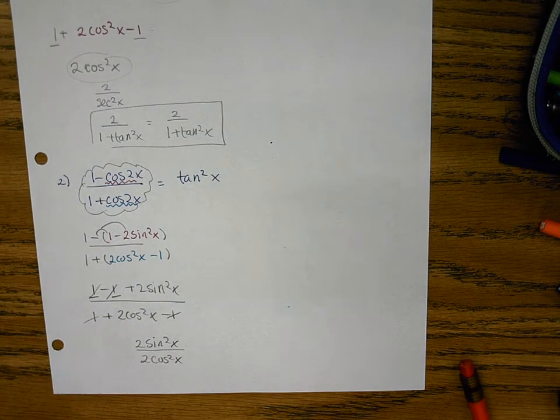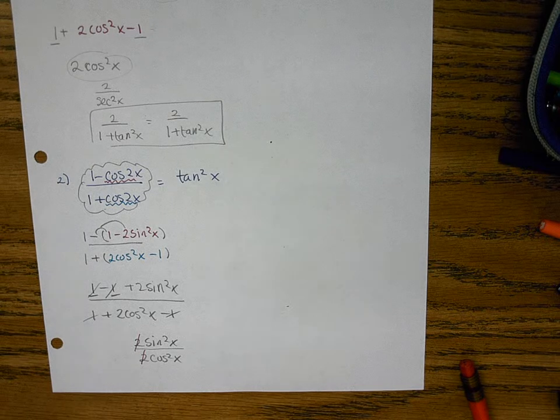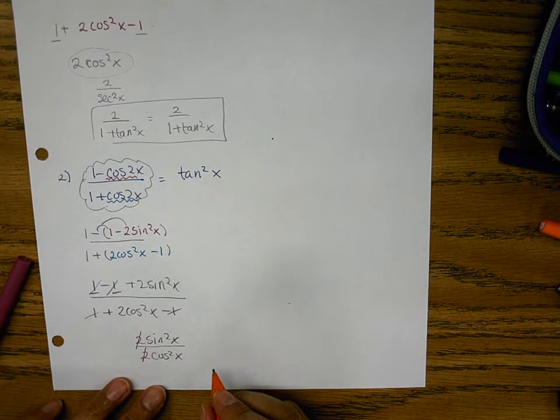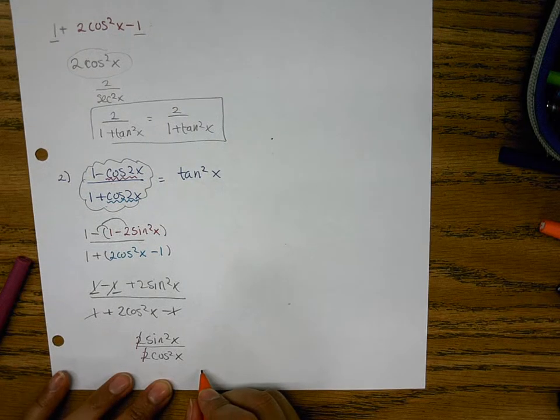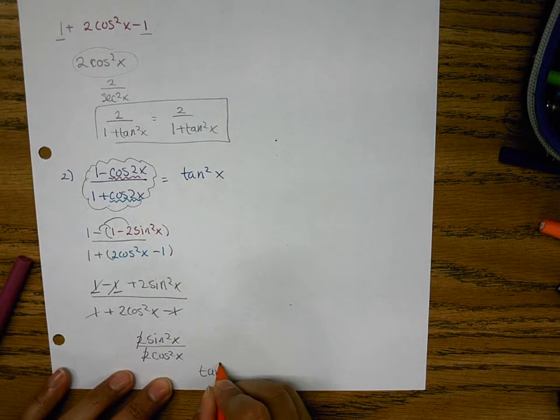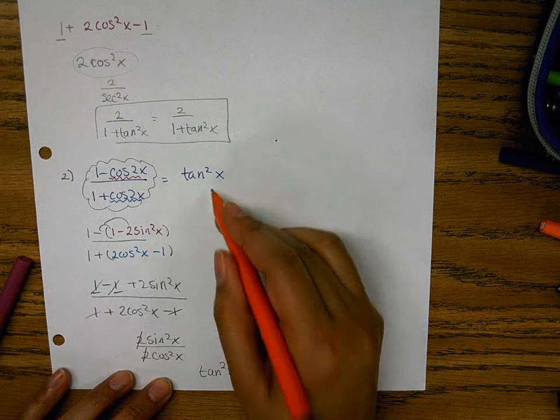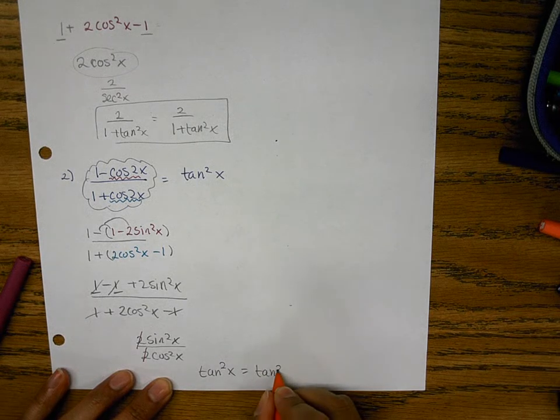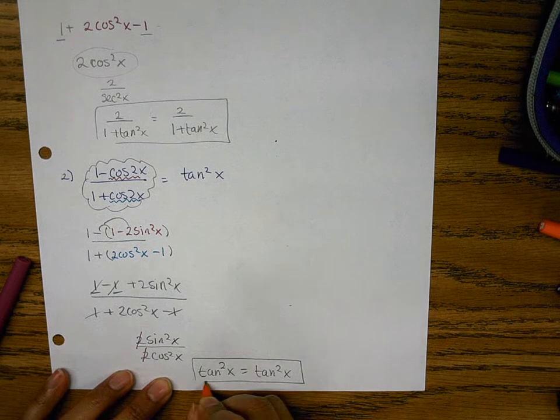And recognizing here that the 2's cross out, they reduce, leaving me with sine squared over cosine squared, which is what? What is sine squared over cosine squared? Indeed, it's tangent squared, which is what I was trying to prove. Tangent squared, and we are done.